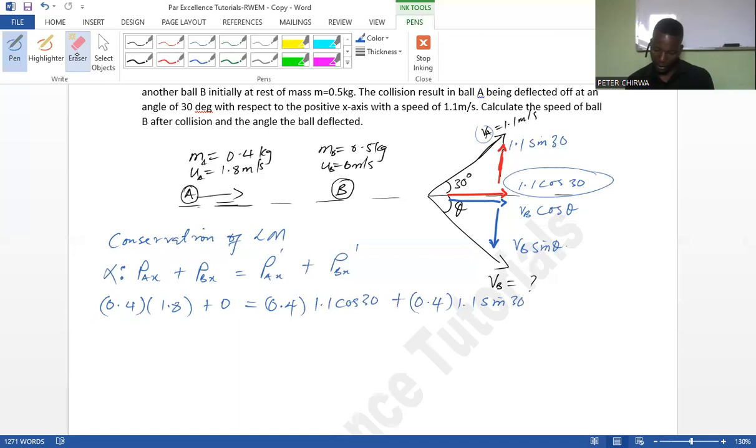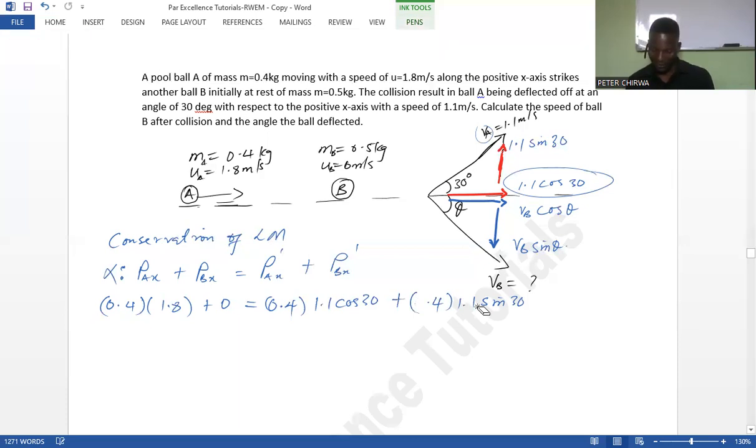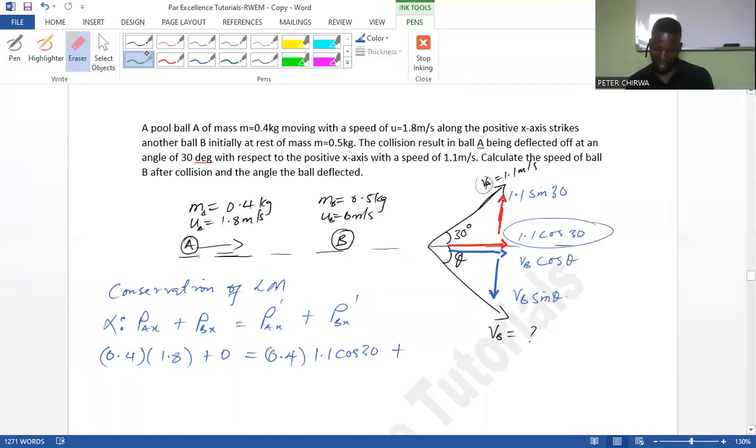So I've gotten the x and the y component of the same ball. No, it's supposed to be for the second ball. All right. Don't make such a mistake in the exam. Please don't make that mistake.